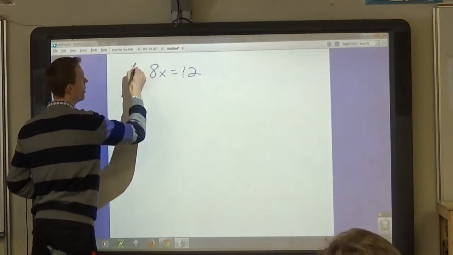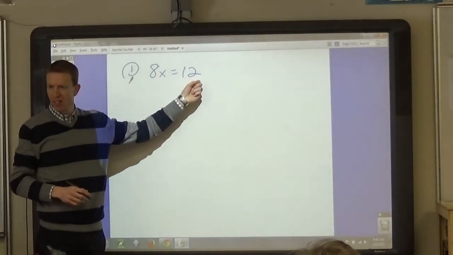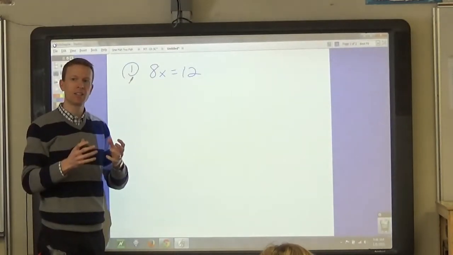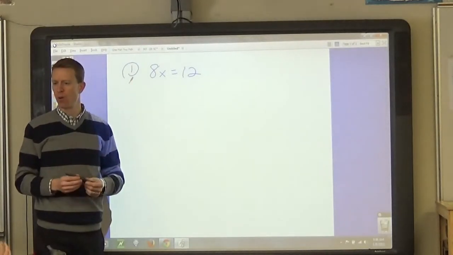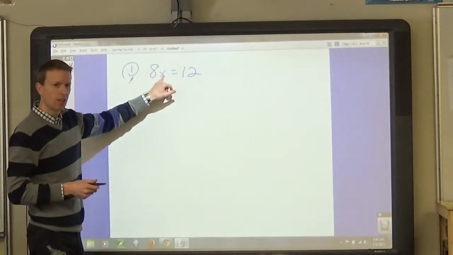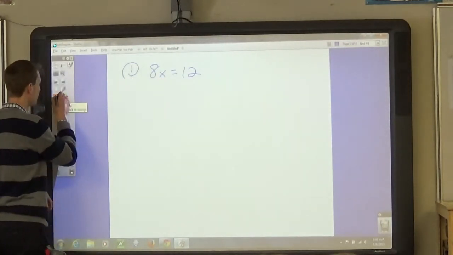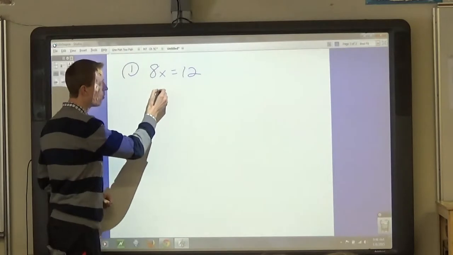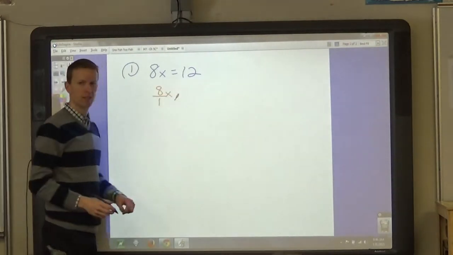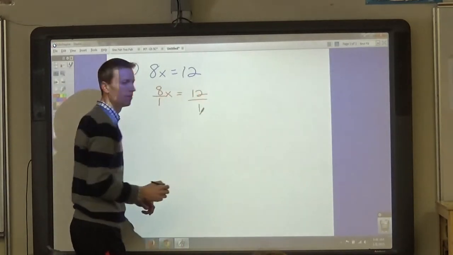This one should look familiar. This is exactly like the type of question we did in chapter 3. But now let's rewrite it and use the fraction form. So if we have this as our coefficient 8x, how could we write that as a fraction? 8 over 1. So right underneath it, write 8 over 1x equals 12 over 1.